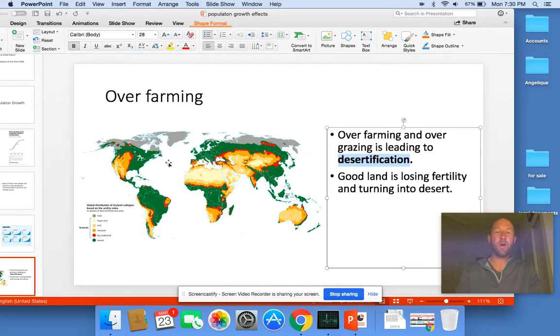And so all of these red, orange, and yellow spaces on the earth are places that either are already deserts or might become deserts. And it's really hard to turn bad land back into good land. And so what's scary is the amount of people is going up and the amount of land that we can farm on is going down.